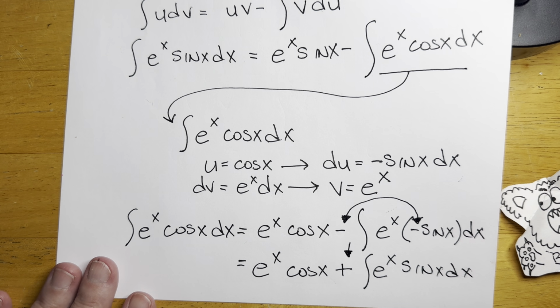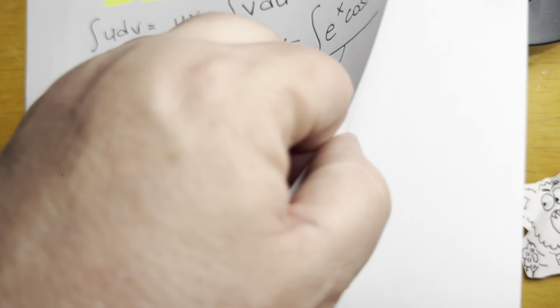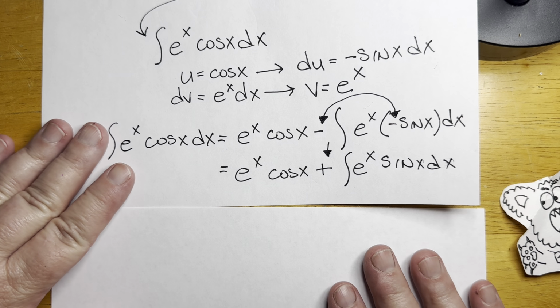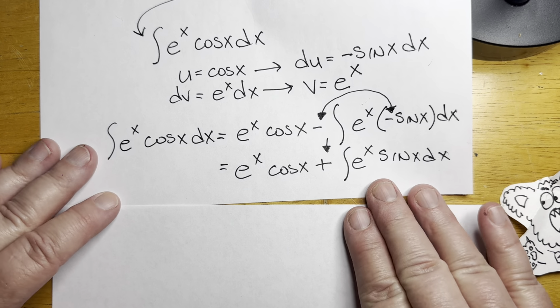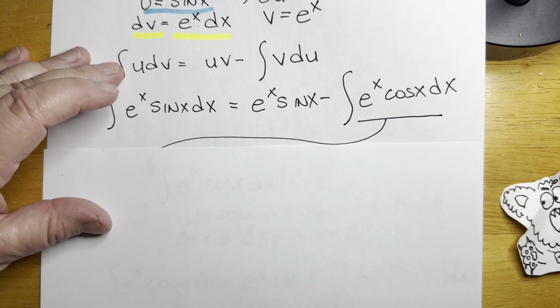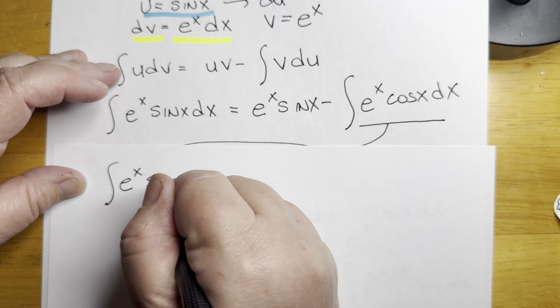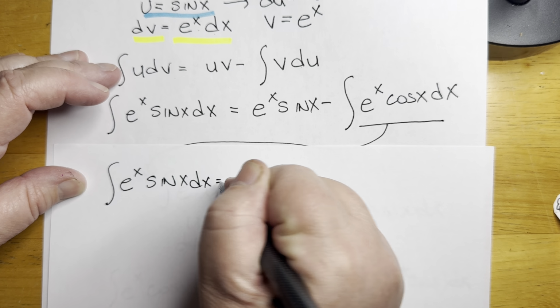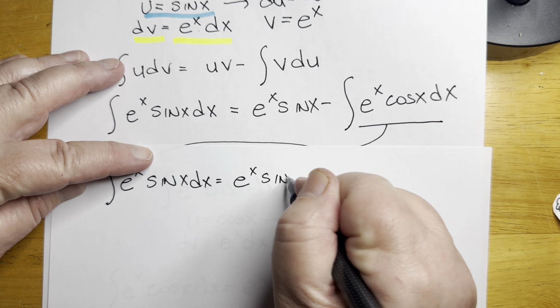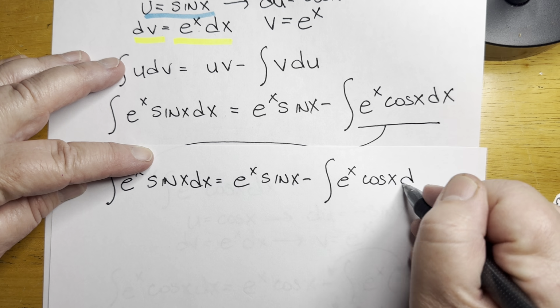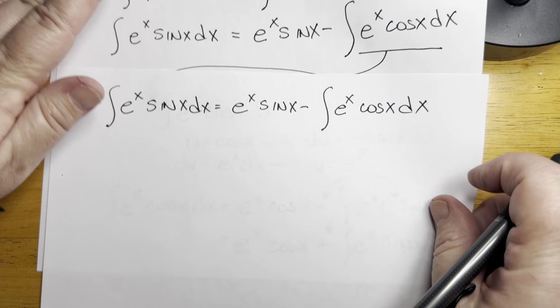There we go. Okay, so take a look. Do you see where I got everything? Okay, so let's combine all of this together. Let me see if I can scooch it so I've got some space and you can still see things. So I'm going to write down the original. The original said the integral of e to the x sine of x dx is equal to e to the x sine of x minus this new integral e to the x cosine x dx. So far, so good?